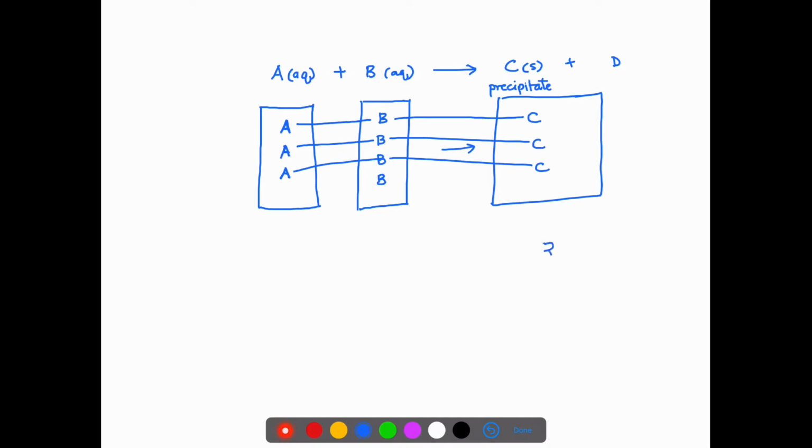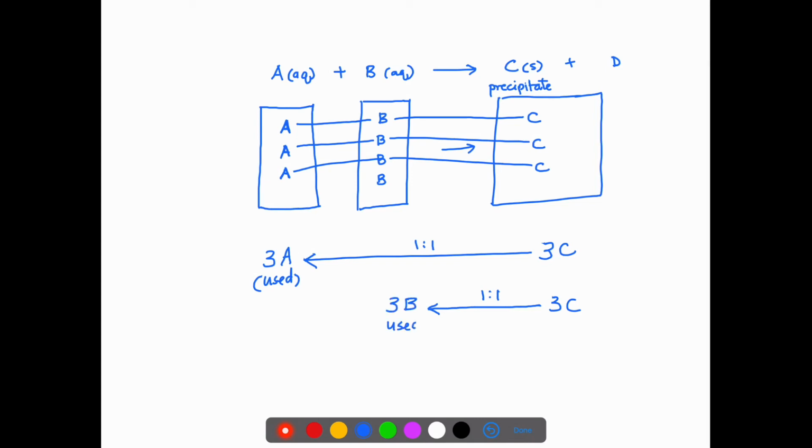So if 3 moles of C, or in this case 3 C's, are generated, since the ratio between A and C is 1 to 1, 3 C's generated means 3 A's are used. Now let's go to tracking B. If 3 C's are produced, since the ratio between B and C is 1 to 1, 3 C's produced would mean 3 B's are used.